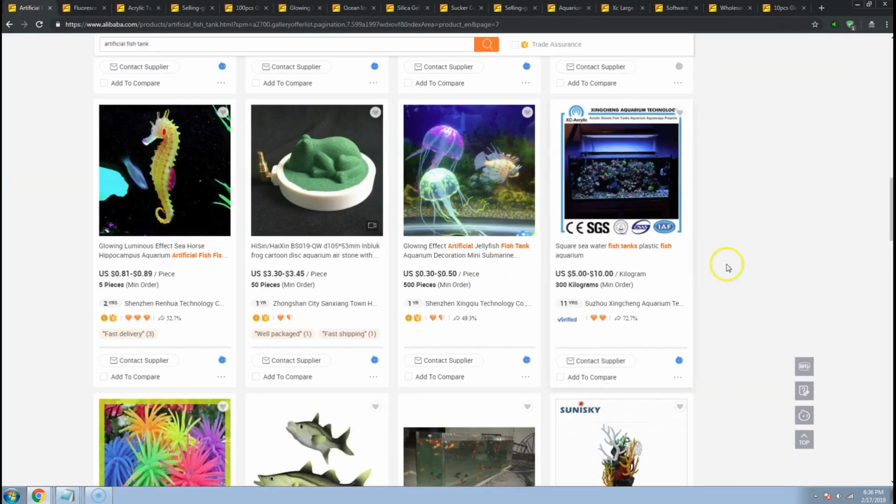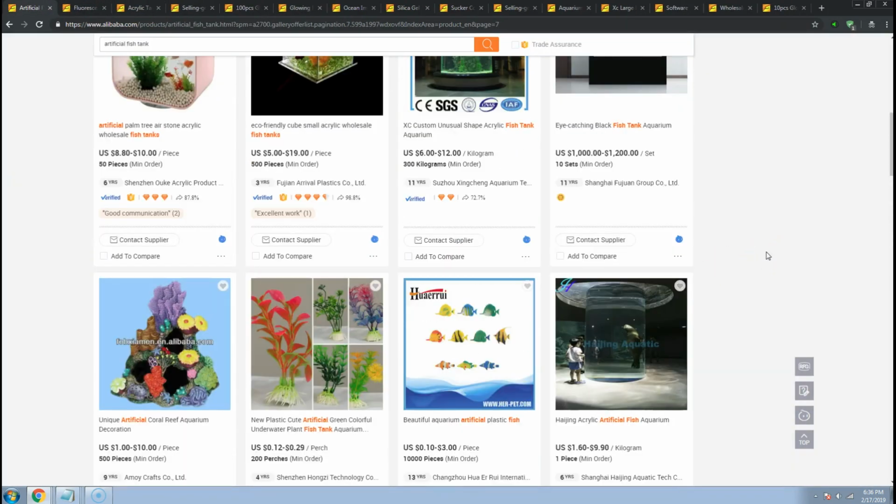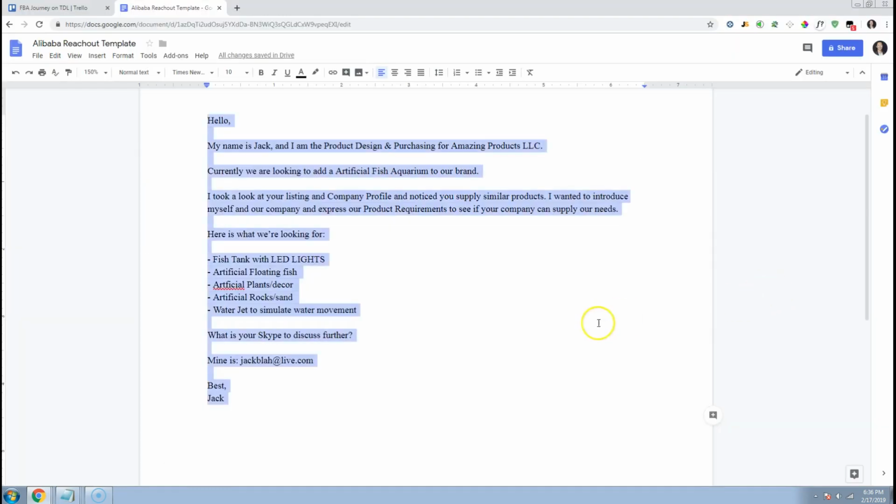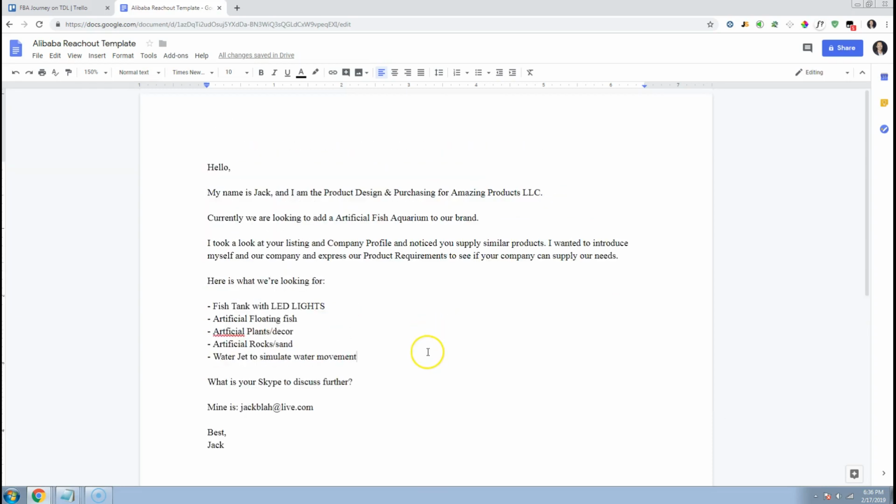Eventually, what's going to happen is people are going to respond on Alibaba with their Skype, or once you log into Skype, they're just going to go out of their way to introduce themselves and wave at you and say, hi, we talked on Alibaba, right? And then you can just start the conversation from there.